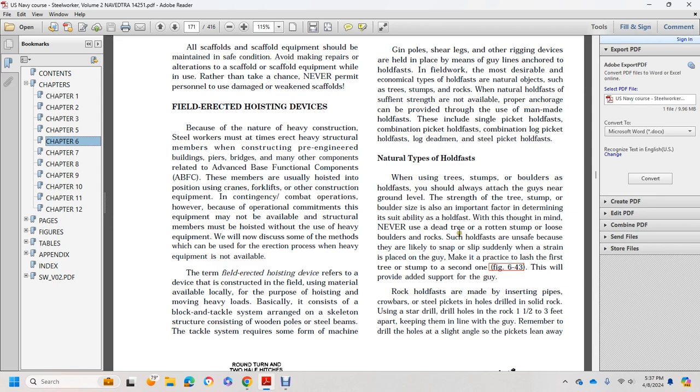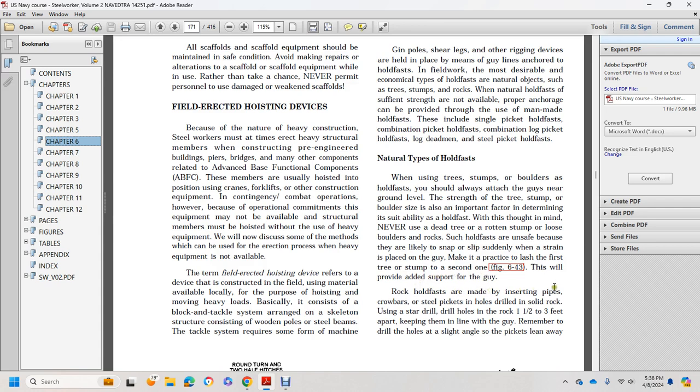With this in mind, never use a dead tree with rotten wood, or loose boulders or rocks. Such hold fasts are unsafe and will become loose, slide, or give way suddenly. As a practice, make the first tree or stump secure, and use a second one. This will provide added support for the guy.